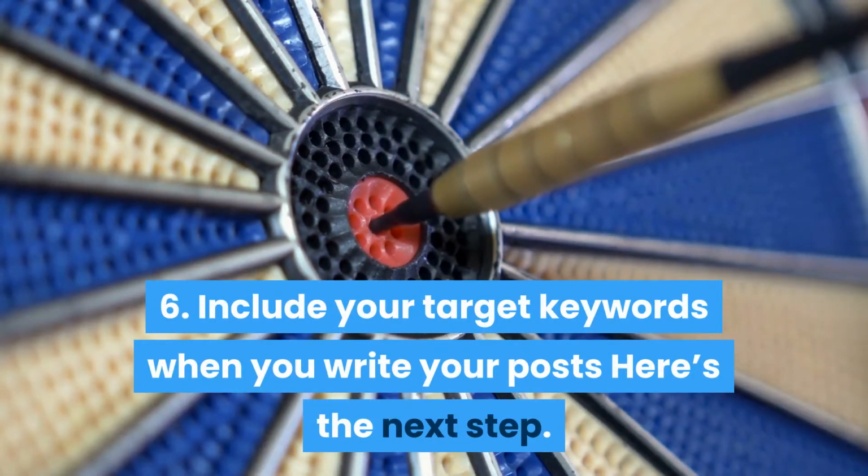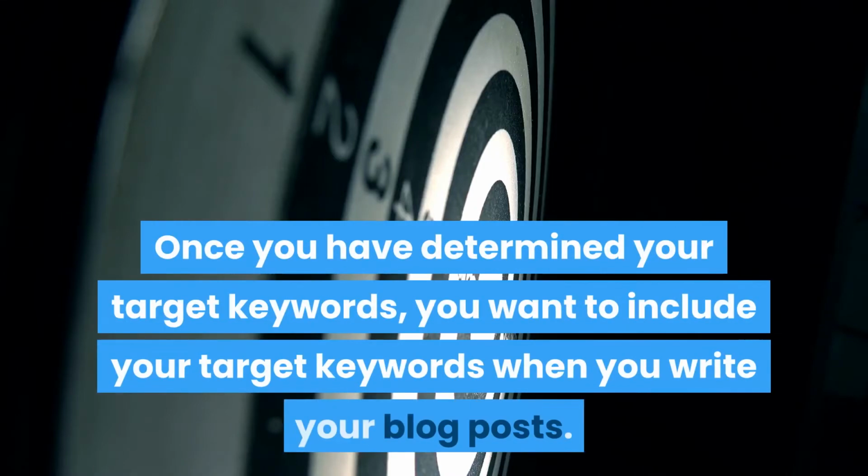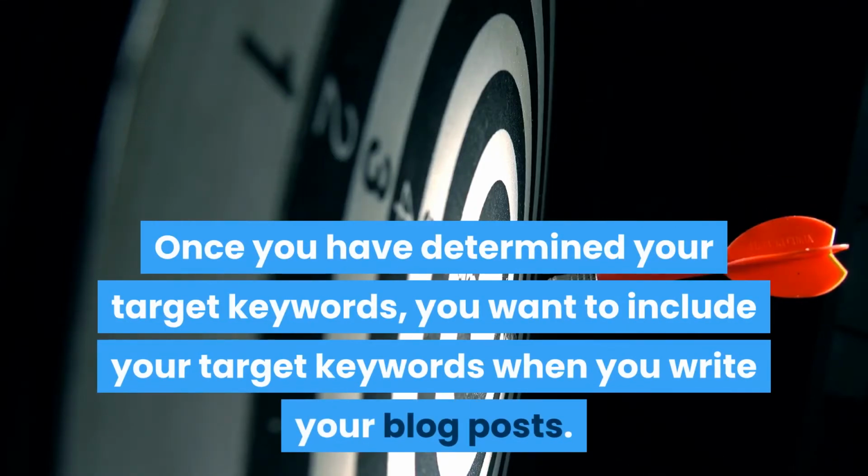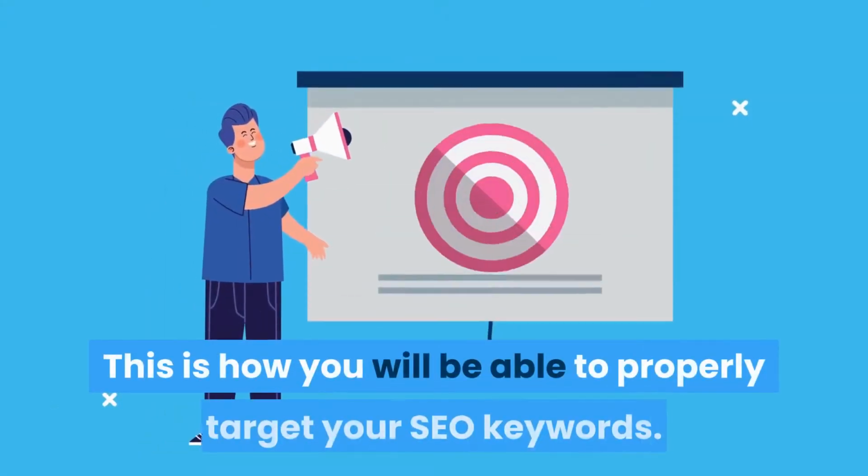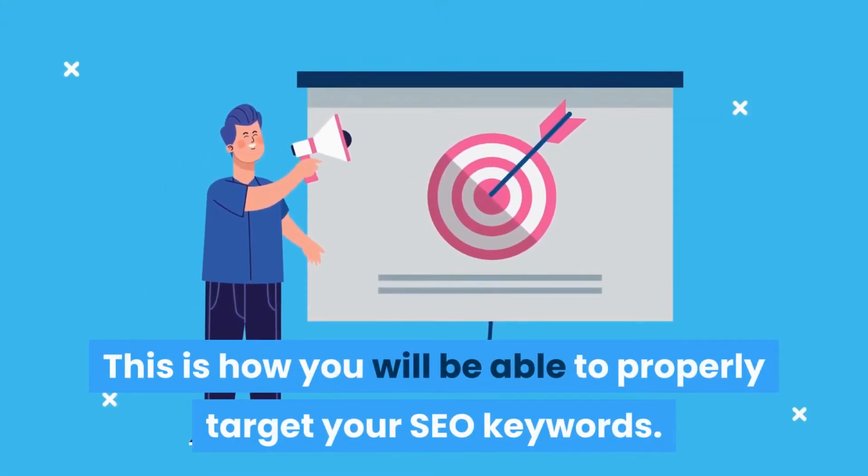Include your target keywords when you write your posts. Here's the next step. Once you have determined your target keywords, you want to include your target keywords when you write your blog posts. This is how you will be able to properly target your SEO keywords.